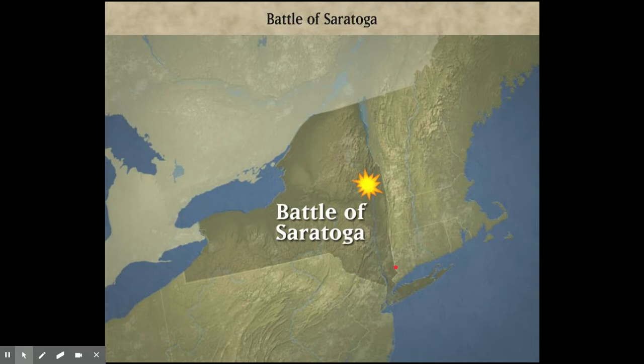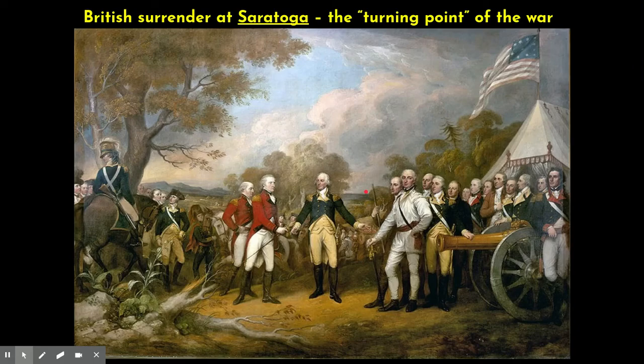It doesn't quite go as planned because the British get defeated. They're unable to really get very far up the Hudson River, and they are defeated. The troops coming down are defeated at Saratoga. So Saratoga is a major turning point of the war. This is not the end of the war.